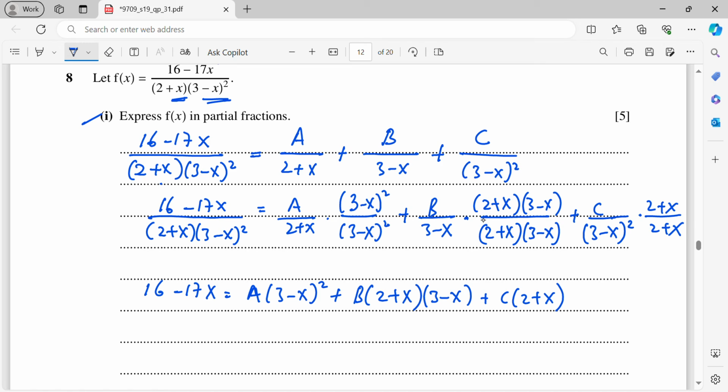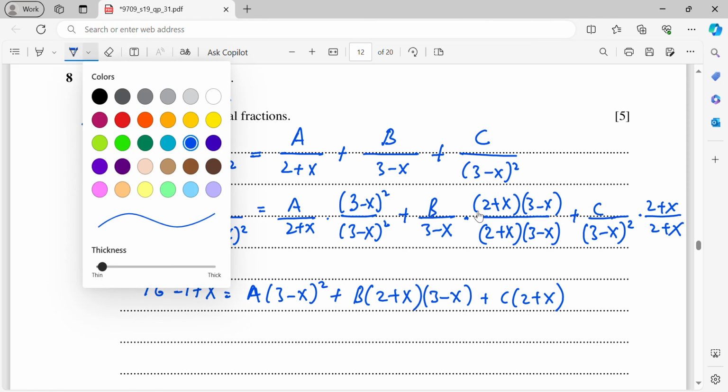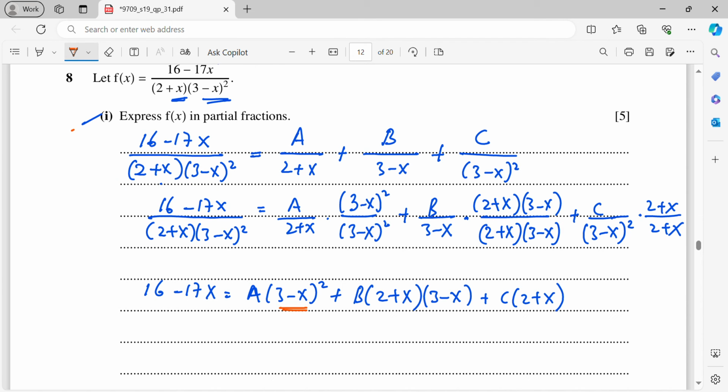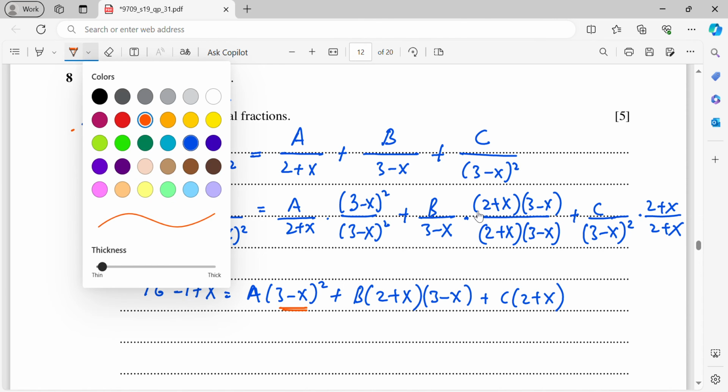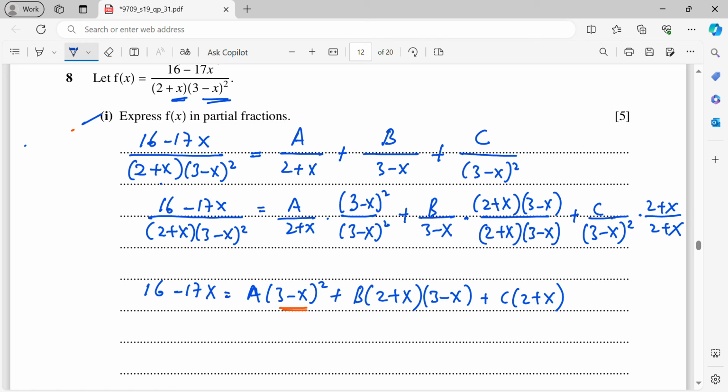Okay, now to get the A, B, C, the three unknowns, always let the factor be 0. I'm using the substitution method. So you may use the expansion method. Okay, after you expanded the functions, then you just compare the coefficients. So here I'm using substitution method, means that I let x minus 3 be 0. Then my x will be 3. So now you substitute 3 into the left and right side.